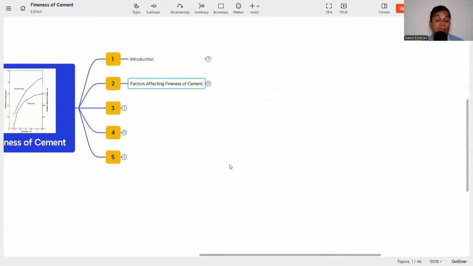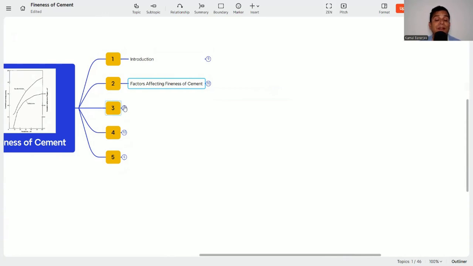Why? Because if your project requires a cement fineness of 300 square meters per kg, what will happen if it is not properly stored? Then maybe the fineness will be reduced, or if the manufacturing plant you choose is not producing the right kind of material, then your quality will be a problem.